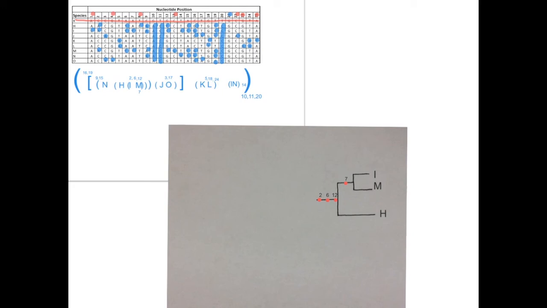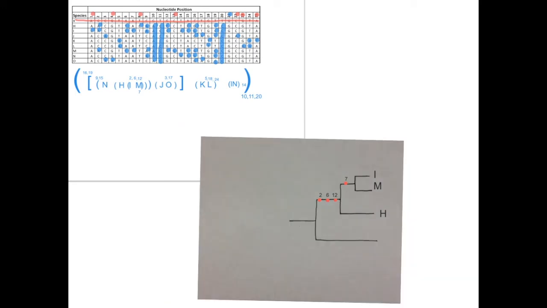So then we have N, which is also a sister group to H, I, and M. We'll draw on our bracket, and then we can label this one N. Now the traits that N, H, M, and I all have in common are 9 and 15. So we'll put those in right here.